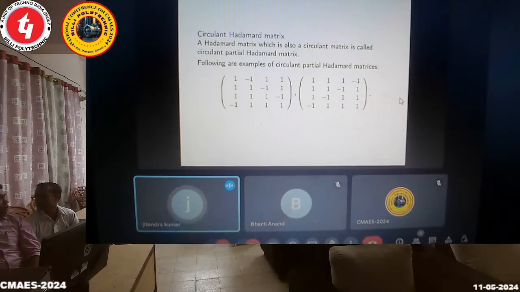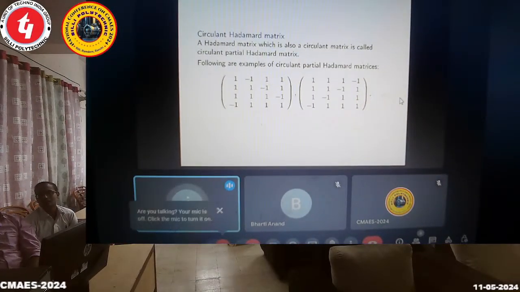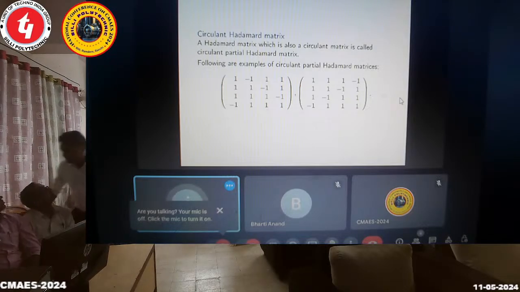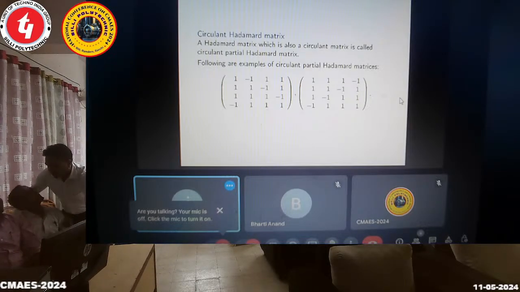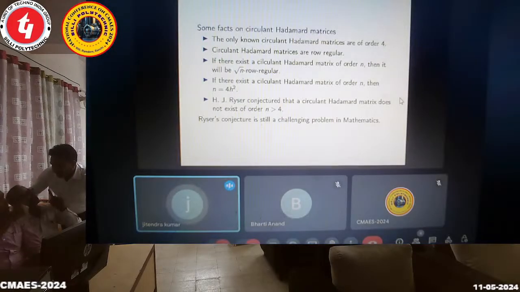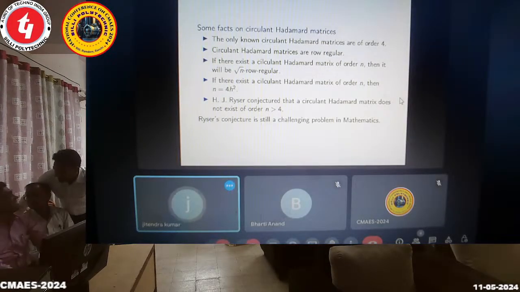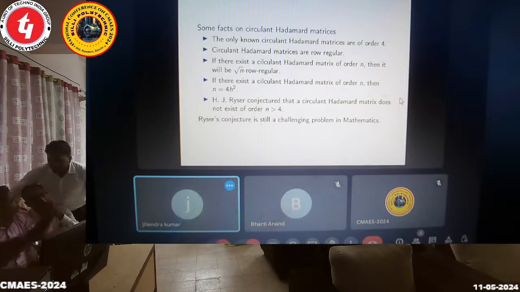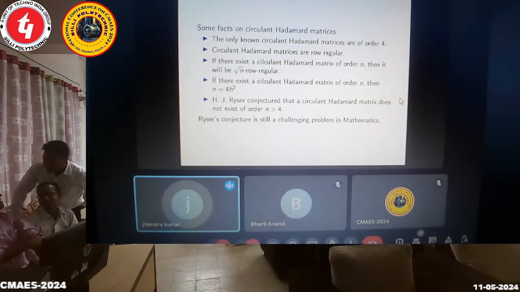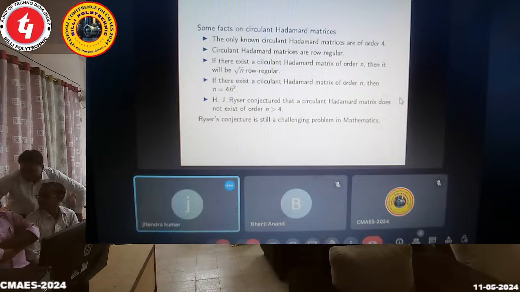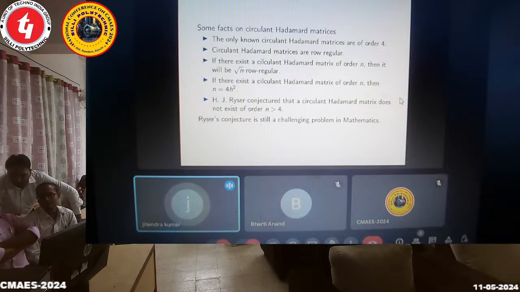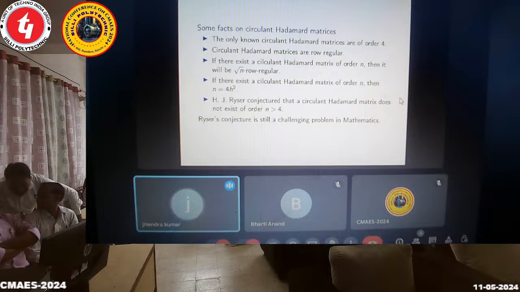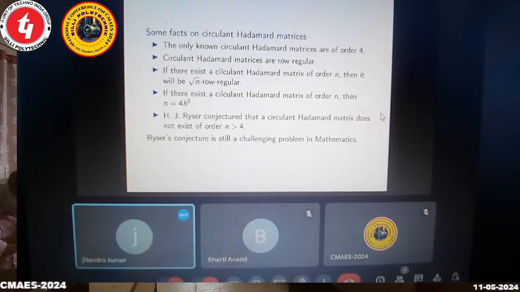Circular Harmon matrix. A Harmon matrix which is also a circular matrix is called a circular Harmon matrix. These are the examples. Some facts on circular Harmon matrices. The only known circular Harmon matrices are of order 4. Second, circular Harmon matrices are row regular. And third, if there is a circular Harmon matrix of order n, then the row sum will be under root n.